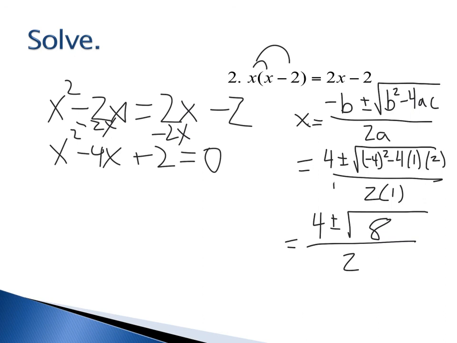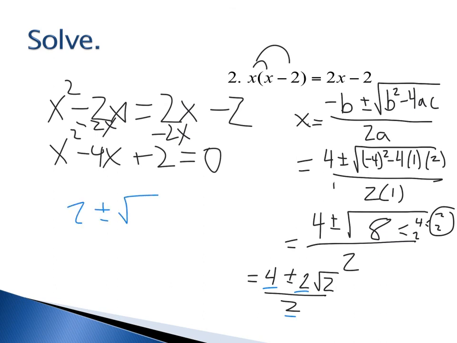Okay. So now if I look at the square root of 8, I'm going to have to break that down. I can break that down into 4 and 2, and this would be 2 and 2. So when I rewrite this, I'm going to have 4 plus or minus 2 square root of 2 over 2. And my very last step is that I notice that I can divide everything by 2. So I have 2 plus or minus the square root of 2 all over 1, or just that is what my x equals.